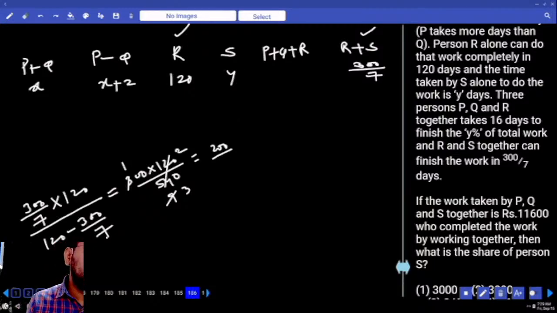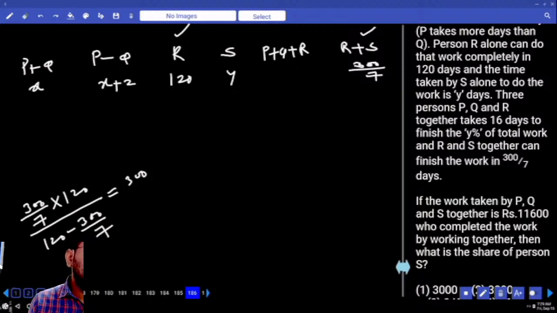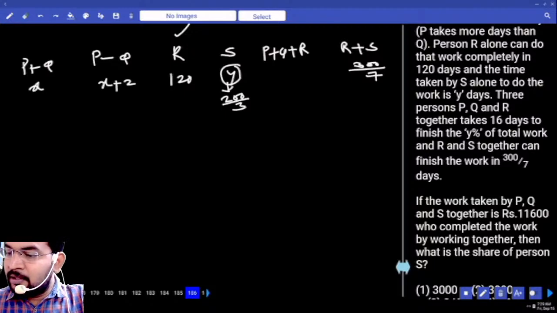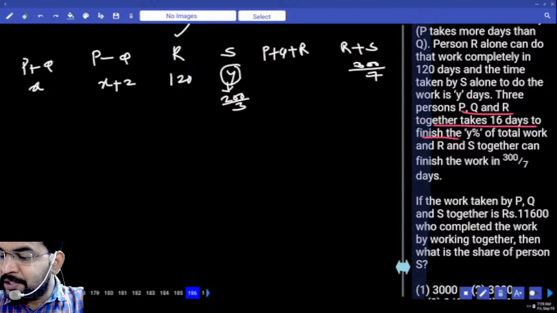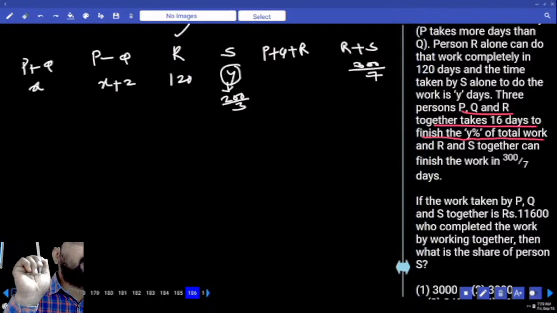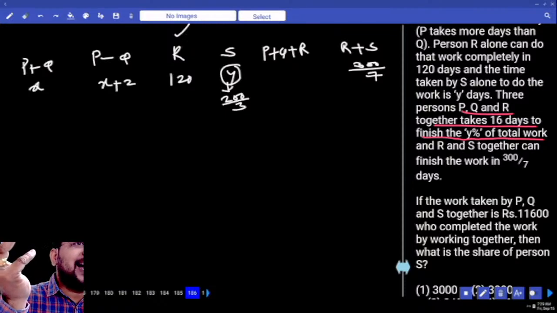Y value is clear కదా na. Y value how much we got? 200/3. Y value is 200/3. And if Y value is 200/3 nana, one more statement they have given nana. PQR together take 16 days to finish Y percentage of the work. Nana, 200/3 ante 66 2/3% only. And that is 2/3 fraction only. Are you clear or na?